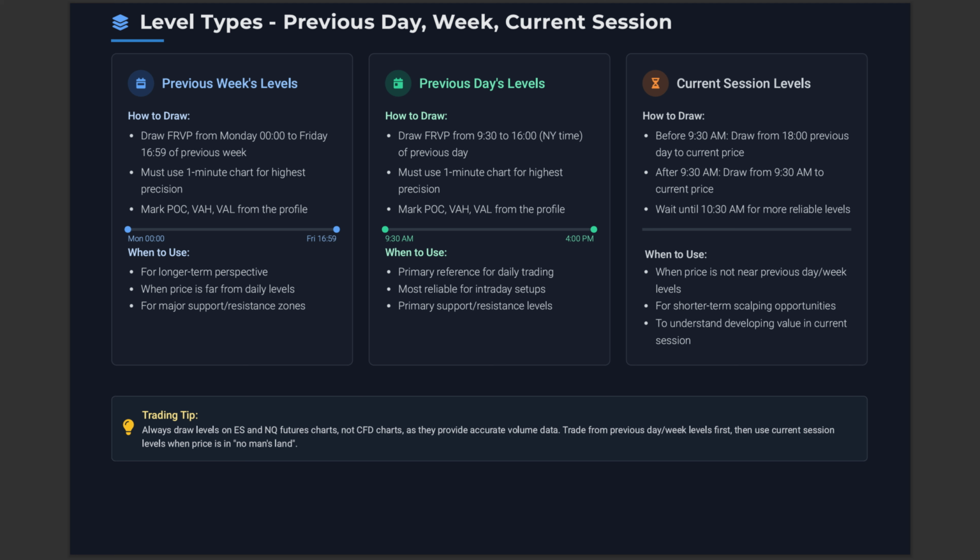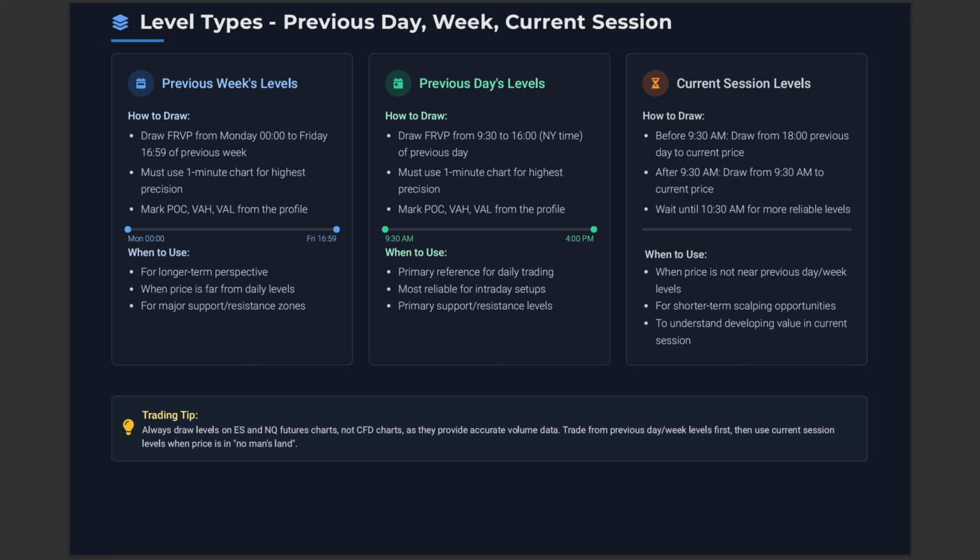Previous day levels are drawn from 9:30 a.m. to 4 p.m. of the previous trading day. These are probably the most commonly used levels and provide excellent intraday trading opportunities. They show you where yesterday's main trading activity occurred.